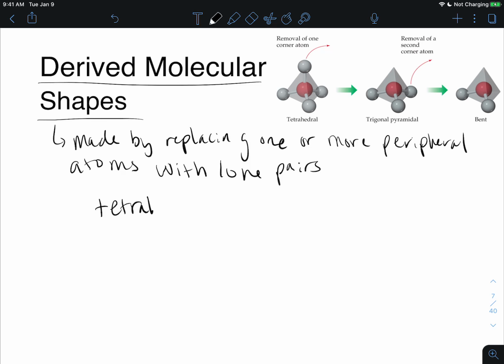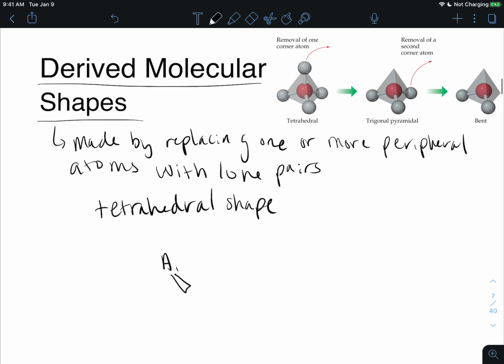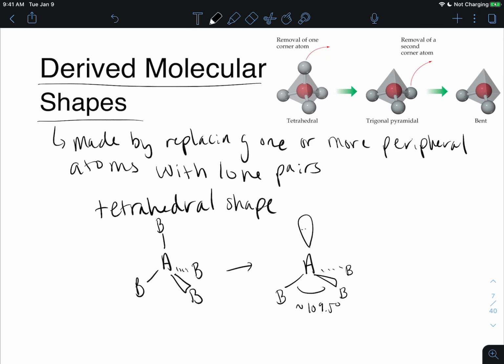For instance, let's think about the tetrahedral shape. So we have a central atom that has 4 peripheral atoms around it. And we're going to remove one of these and replace it with a lone pair. These are still approximately 109.5 degree angles because we still have repulsion coming from this electron pair right here, but it's still a little bit different. We'll talk about that in a little bit.